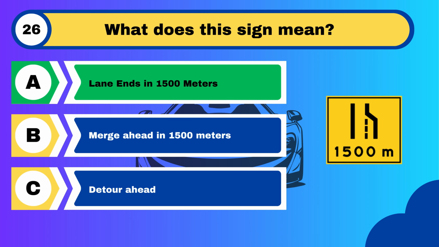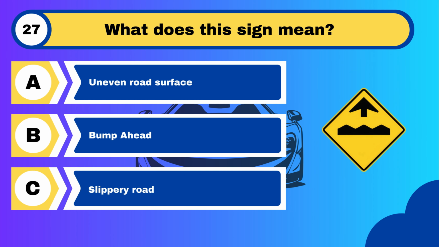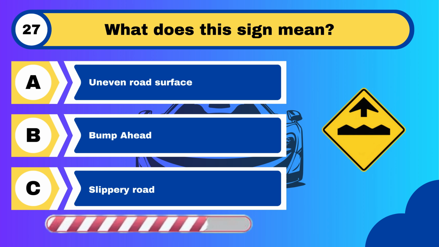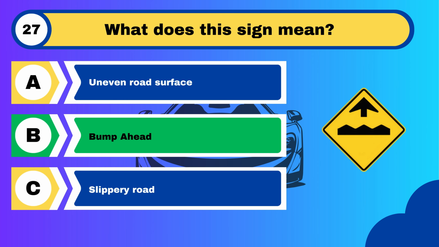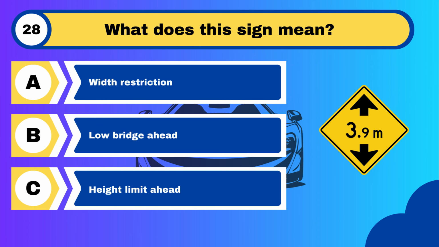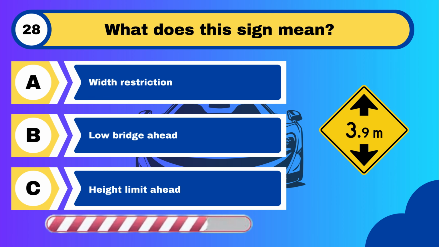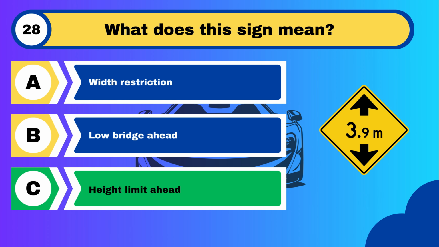A. Lane ends in 1,500 meters. What road condition should drivers be aware of? B. Bump ahead. What type of size restriction does this sign refer to? C. Height limit ahead.